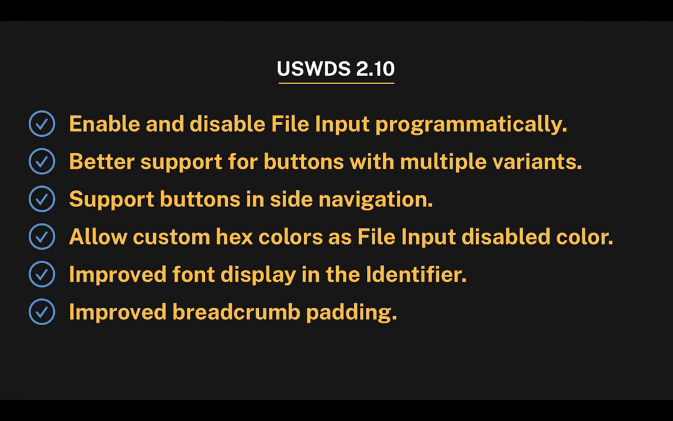We also fixed a bug that prevented custom hex colors. If you had a theme setting with a custom hex, it prevented that custom hex from flowing into the file input styling. So now custom hex works properly with file input. We made some improvements to font display in the identifier. Previously, some of the elements in the identifier were set to display in a light font, but that was sort of unreliable. And also, we don't really want to require teams to have a light version of their font, so we changed that to regular.